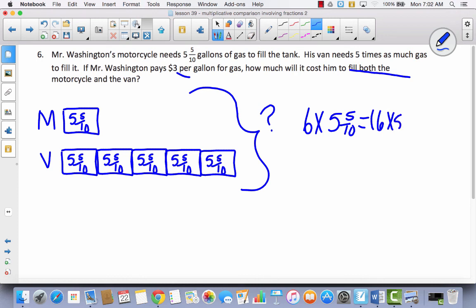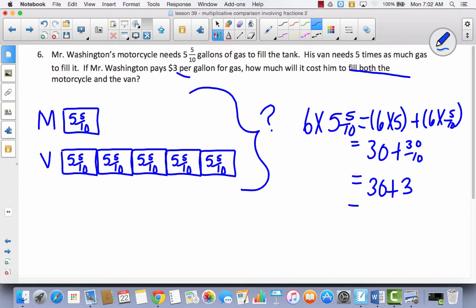So this would be 6 times 5 plus 6 times 5/10. So 6 times 5 is 30, and 6 times 5/10 is 30 tenths. Together, this equals 30 plus 3, equals 33. So I need 33 gallons. Now it says it's $3 per gallon. So that means I would have 33 times 3. So if I did 33 times 3, that would be 99.